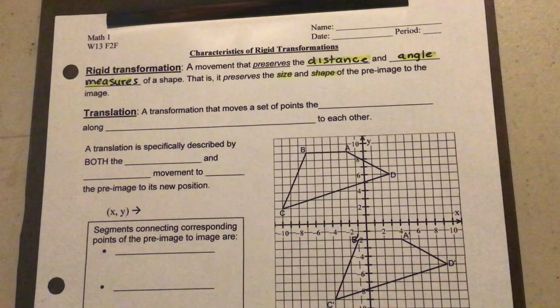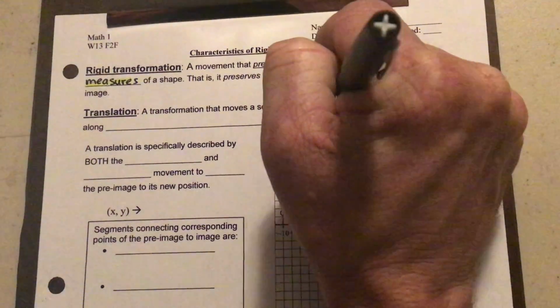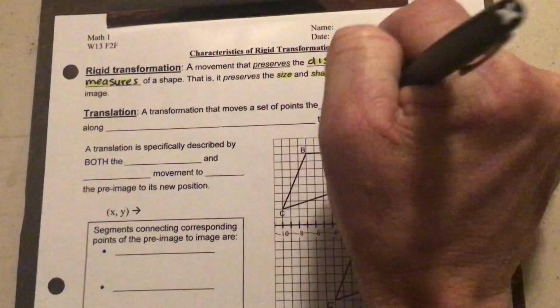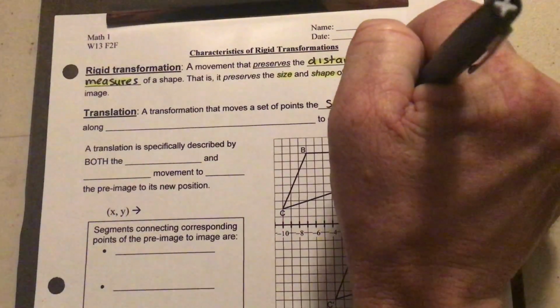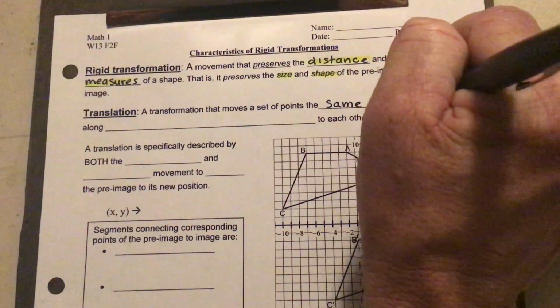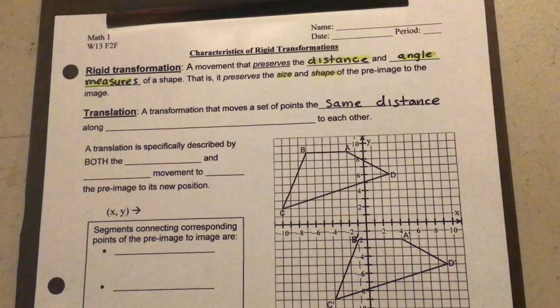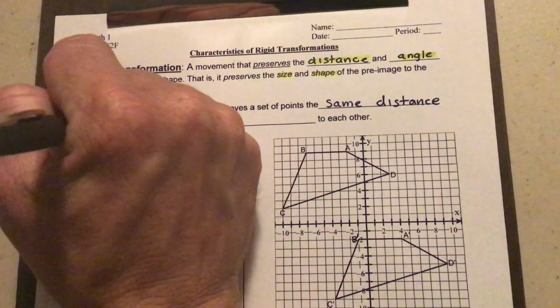Now, there are three different types of rigid transformations. They are the translation, the reflection, the rotation. And with the translation, it is the idea of sliding. So with the transformation, you're moving all the set of points the same distance along lines that are parallel to each other.